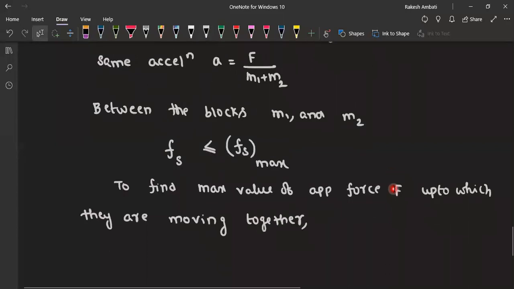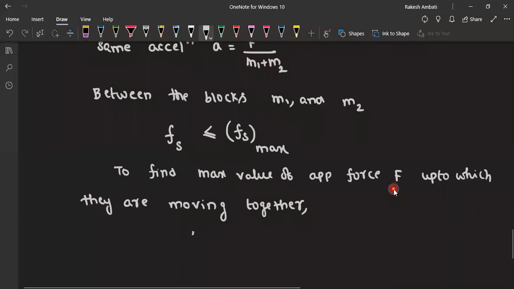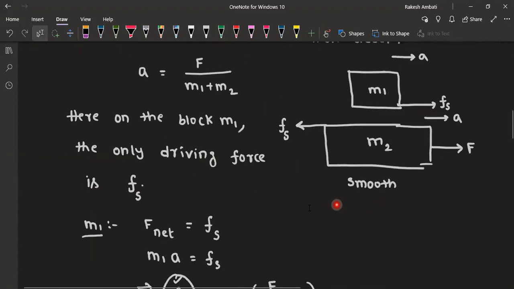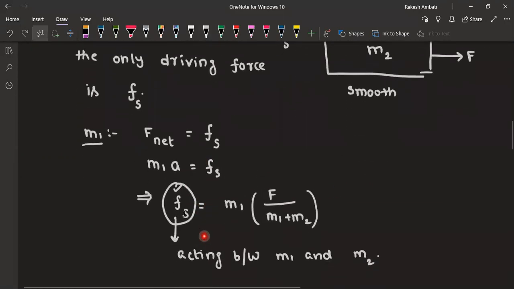Fs equal to Fs maximum. But how to find Fs? To find Fs, we have to consider the M1 block or the M2 block. What is the easiest one? The M1 block. Okay, so we already have the Fs value also.